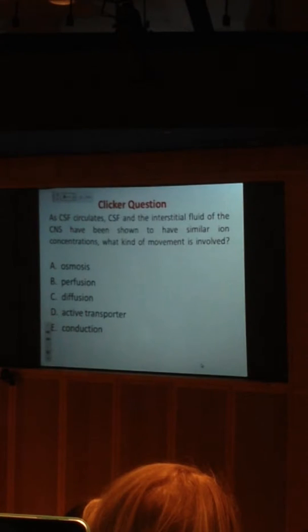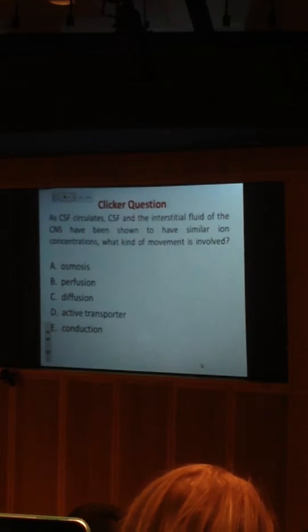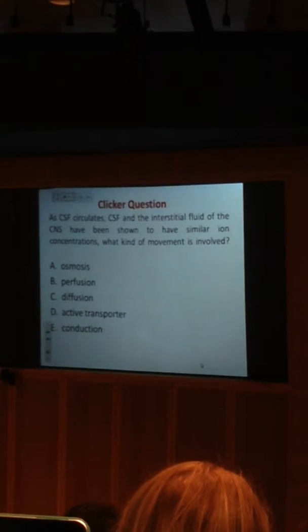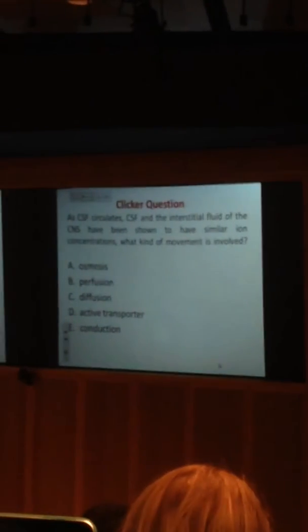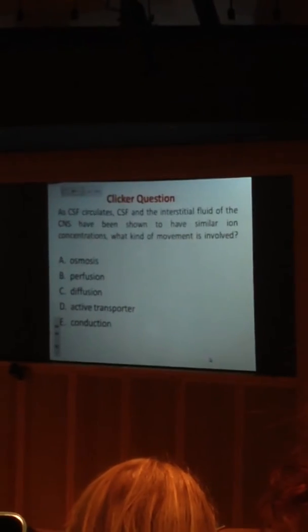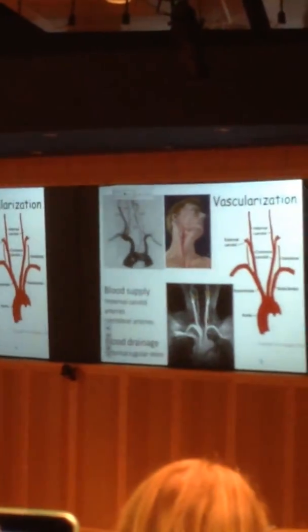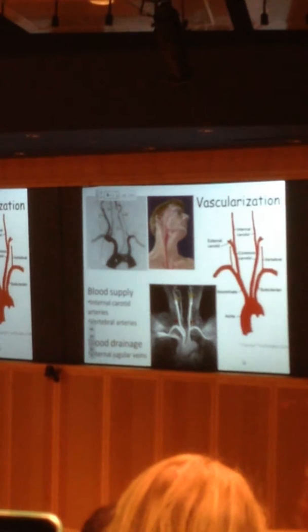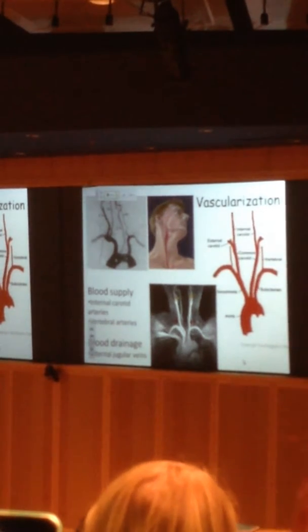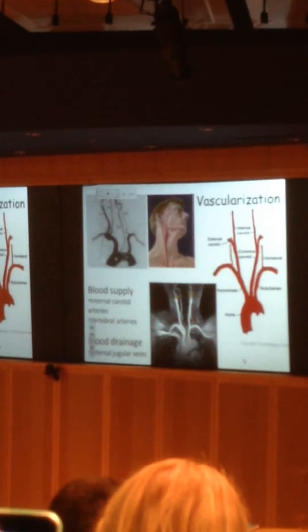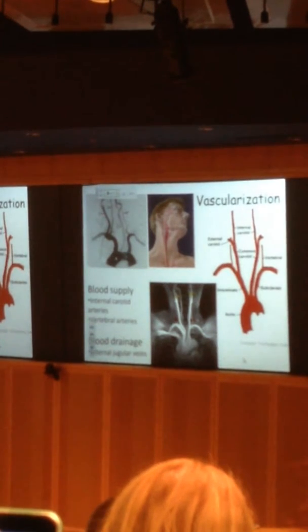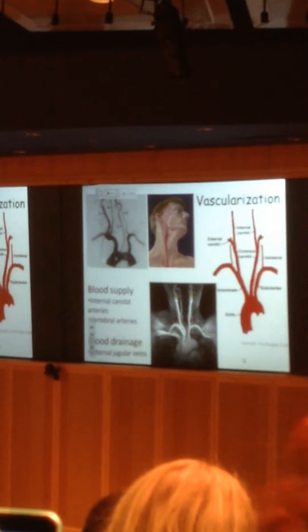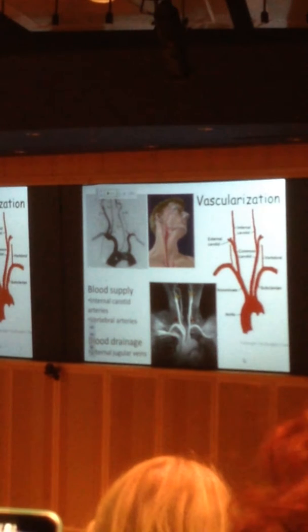Another note from this question is that your interstitial fluid and your cerebrospinal fluid actually have identical ion concentrations, so they can freely communicate with each other. It's unlike the next topic we're going to talk about, which is blood. Blood is important because neuron tissue is very delicate and very prone to hypoxia and ischemia, so you need a very rich blood supply to your brain.